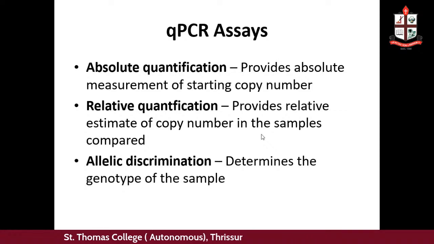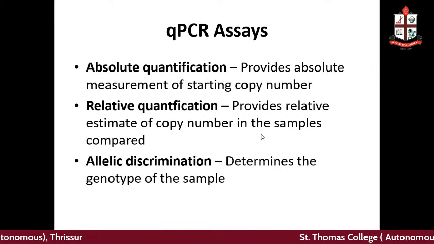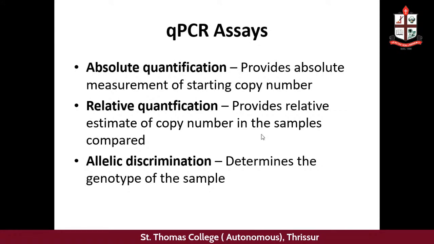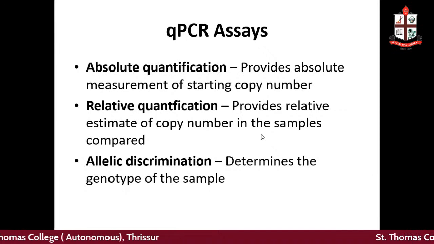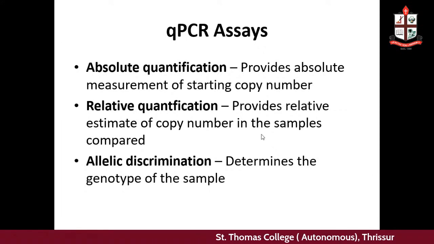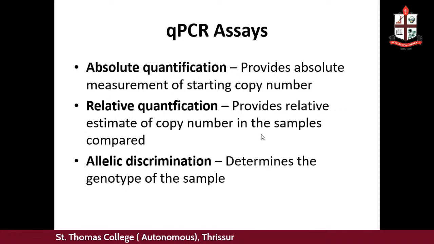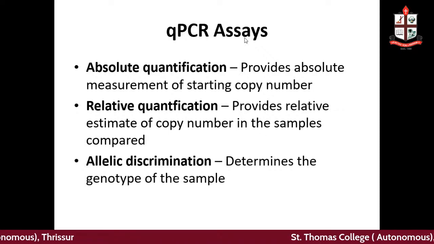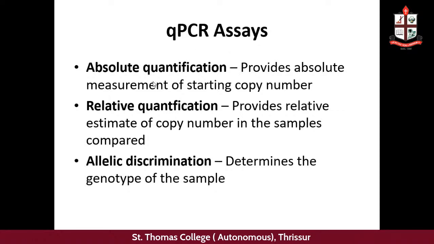So the most widely used one for research purpose is relative quantification, where we are interested in comparing the expression of a gene in different samples. So that's the purpose for which we use PCR in research. But in diagnostic labs, you use qPCR for detecting pathogens, etc. So in that case, if you need to quantify, then it becomes absolute quantification.